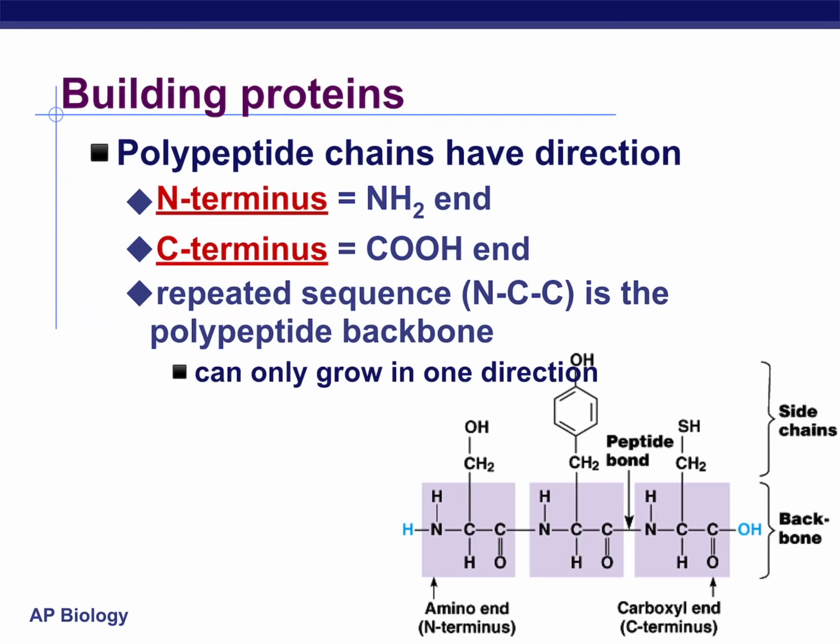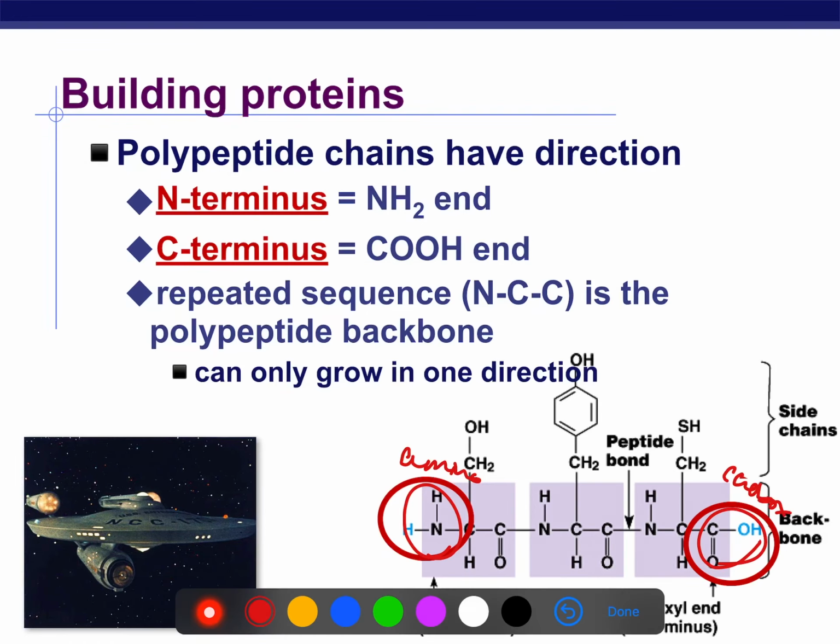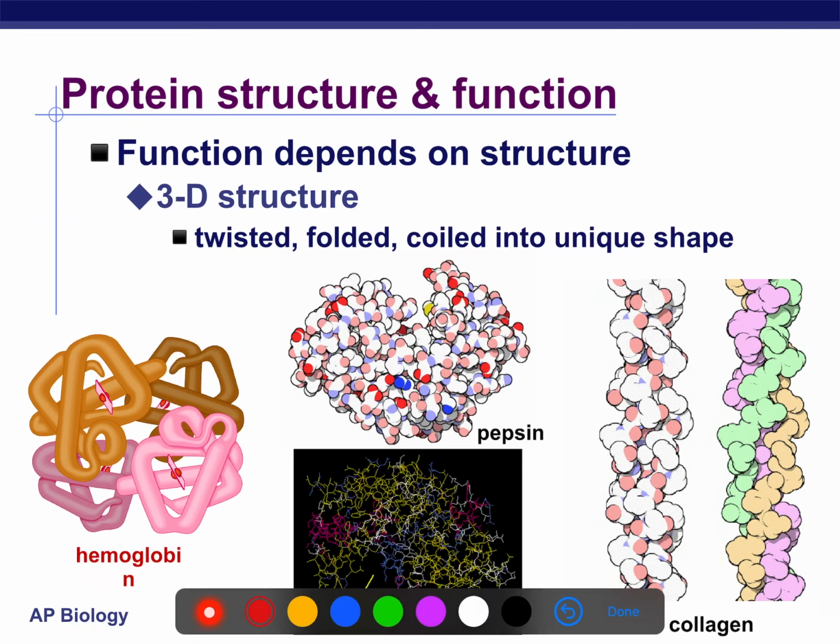And so when we build proteins, they have direction. They go from the N-terminus to the C-terminus. N-terminus just means that amino end, and the C-terminus means the carboxylic end. Amino acids can only be added in one direction, and so they can only be added to that carboxylic end. So when you're building a protein, that's where they're going to add on.